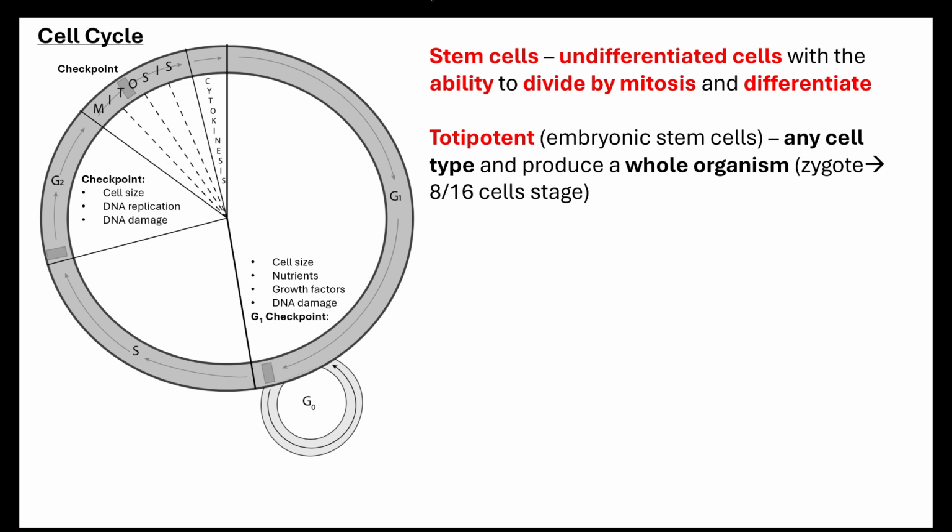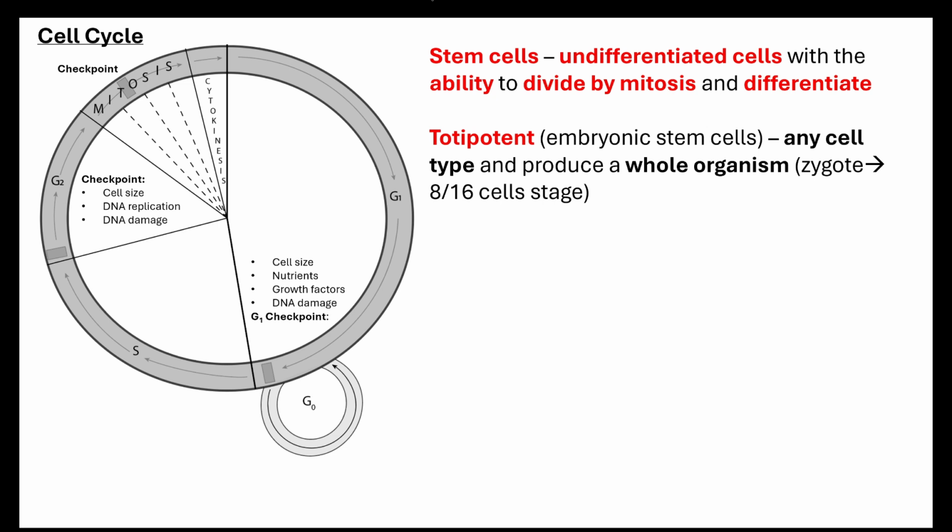So when we have a zygote, a fertilized egg cell, it will go through mitotic division. So one fertilized egg cell, the zygote, then becomes two cells. Those two cells become four cells. Those four cells become 8 cells. Those 8 cells then become 16 cells. So in those embryonic stem cells, up to about the 16 cell stage, all of those cells are still totipotent stem cells. That means that they can produce a whole organism and any cell type.